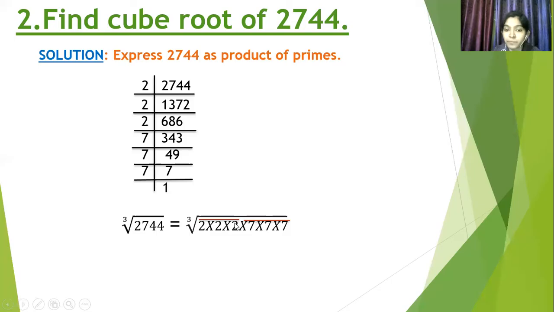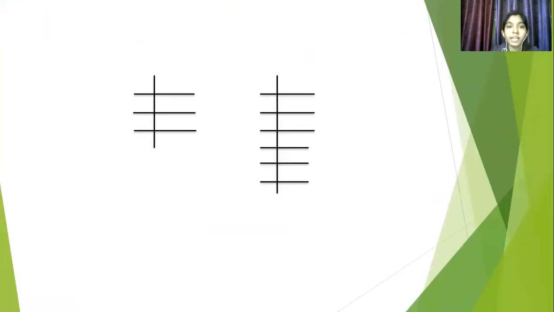Now from each triplet we will take the number common. So here 2 is taken and 7 is taken. So 2 sevens are 14. So 14 is the cube root of 2744. Is it clear? Yes, ma'am. Okay, let's see another example.